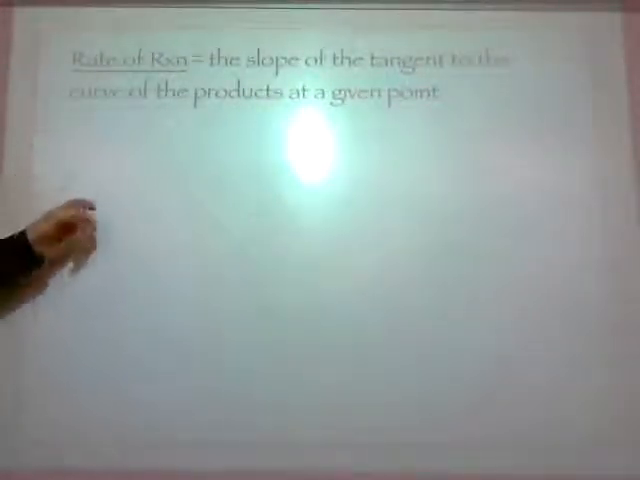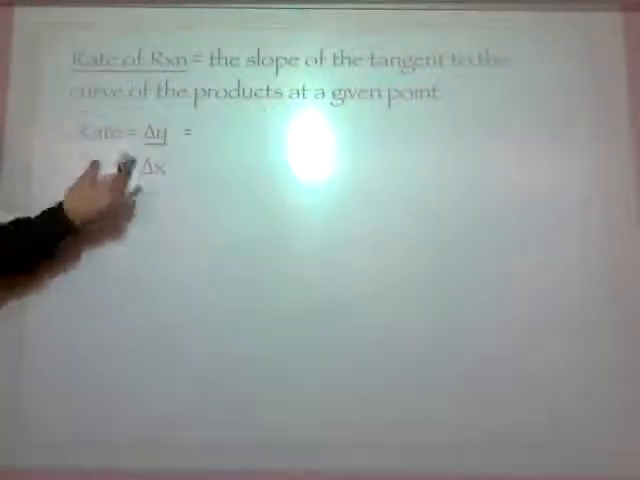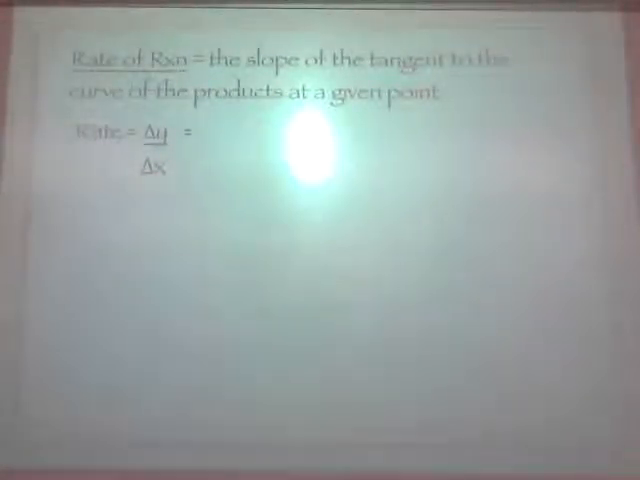So you could write the equation like this. The rate equals change in y over change in x, which is basically the slope. And in calculus, what's that called? Delta y over delta x. What's that? Point slope? Well, yeah, it's true. At a given point. Or, yeah.